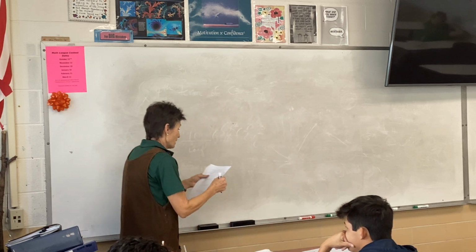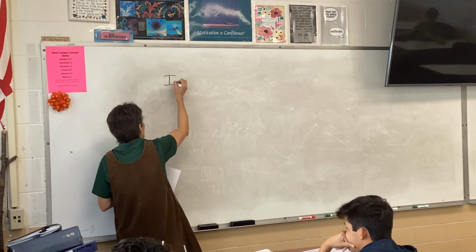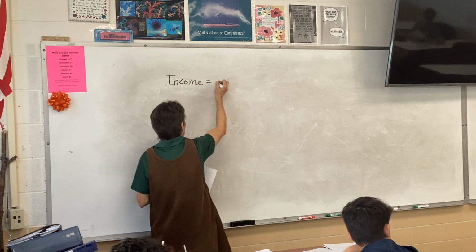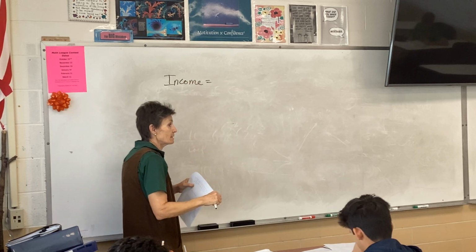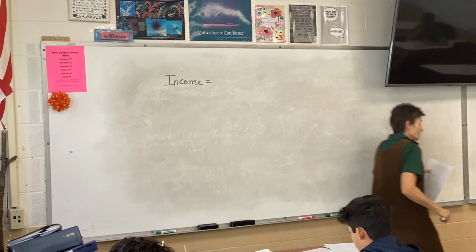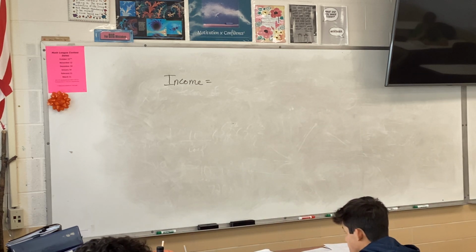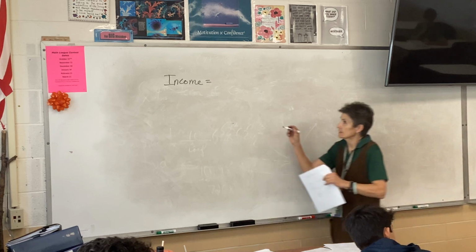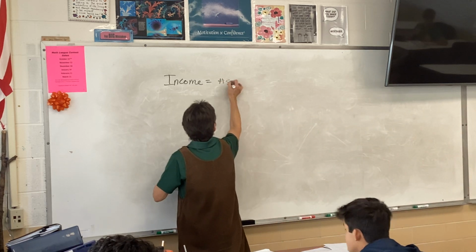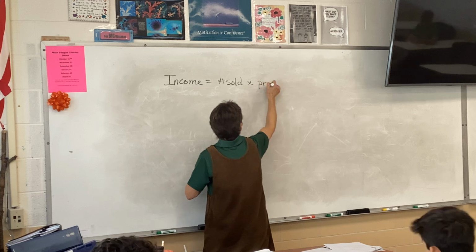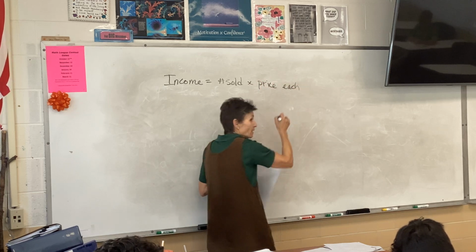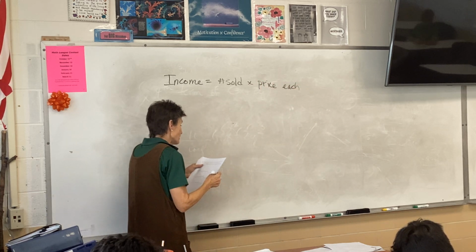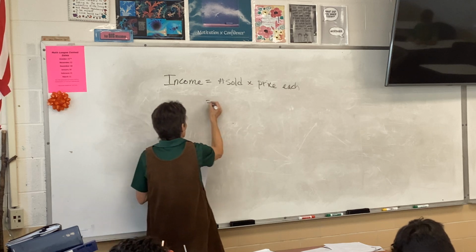So, how do I calculate my income? In problem number 9, my income is calculated how? Number sold times price each. So it's going to be the number sold times the price each. Number sold times price each. Isn't that how I figured it out? Yeah. All right, so how many do I start out selling?